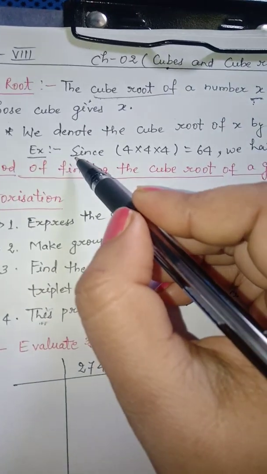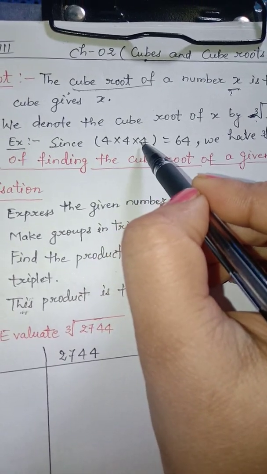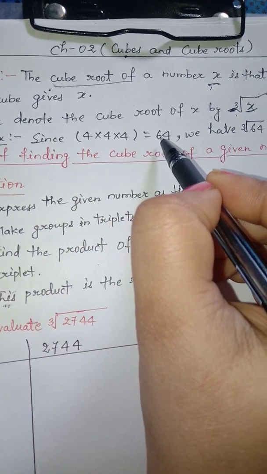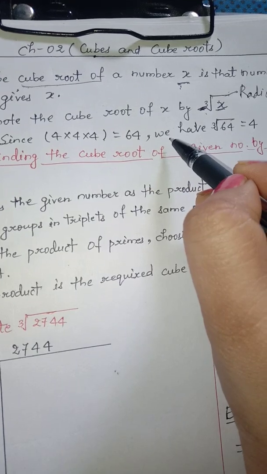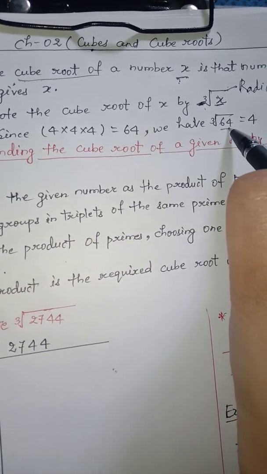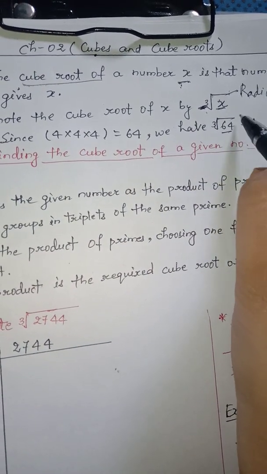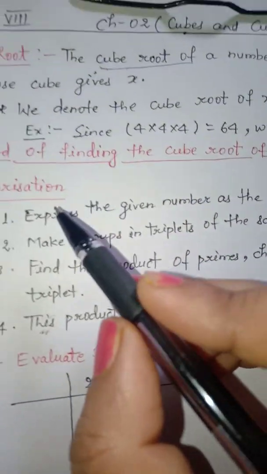Now an example: since 4 into 4 into 4, meaning the cube of 4, equals 64, we can write the cube root of 64 is 4. It means this is the reverse process of cubes.